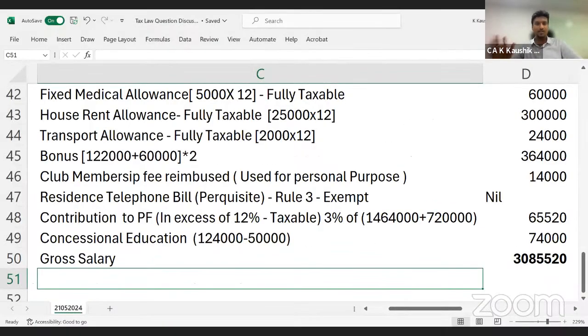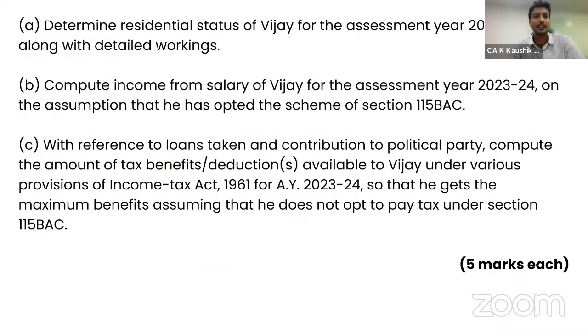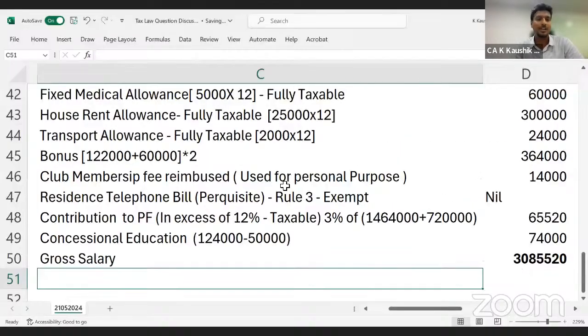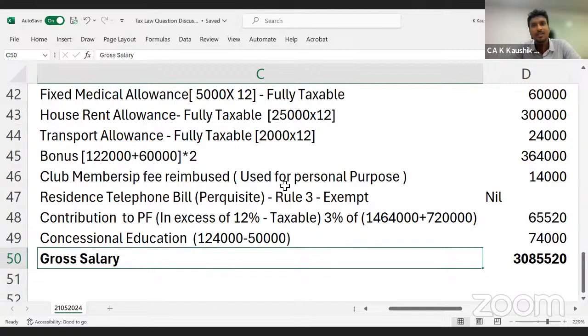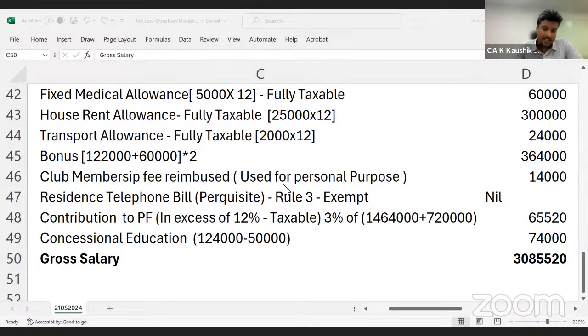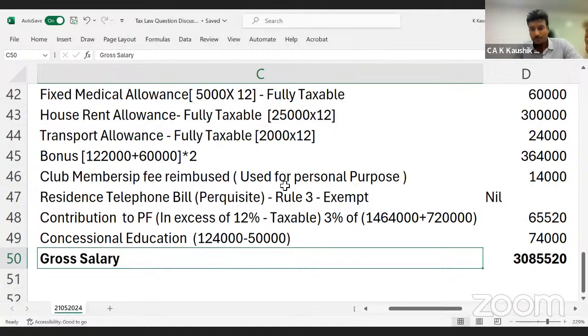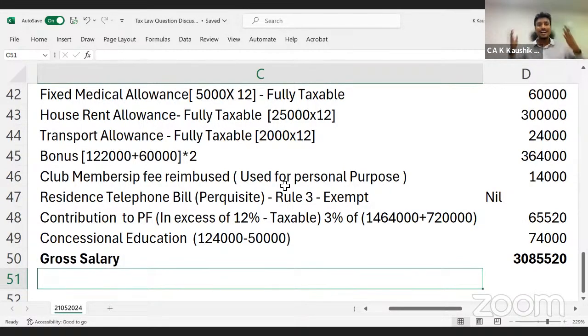Now, do we stop here? What is the question asked? Is there anything else we need to do? Compute the income from salary. How do we arrive at income from salary? Is this my income? No, this is gross salary. Ideally, under new regime or old regime, you will get standard deduction applicable. In the guideline answer, if you go and check for assessment year 23-24, it is written that standard deduction is not applicable and hence 30,85,520 is the taxable income.